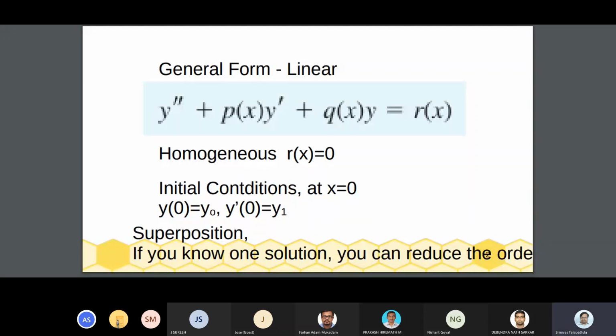So when do you say this? Here the definition of linearity prominently comes out. You see, y double dash is given by p of x y dash, q of x y, and right hand side r of x. So a general form of a linear equation can be thought about when you say that the solutions, if there are solutions, suppose y1 is a solution of this equation and y2 is another solution of this equation. Linear superposition is also a solution of this equation.